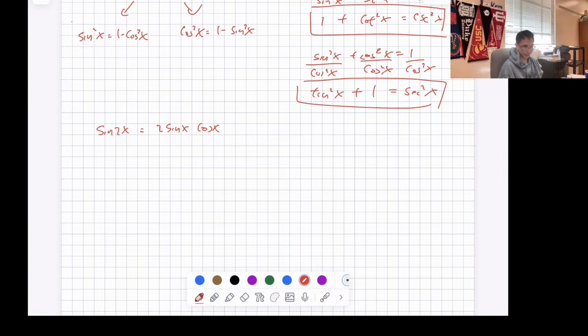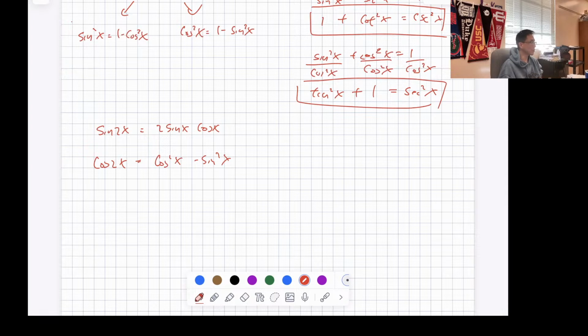Do you guys know what cosine of 2x is? Let's call somebody else. Does anybody know what cosine of 2x is? Yes. That's 2 sine squared minus cosine squared, right? No. Or cosine squared minus sine squared? Cosine squared minus sine squared. This one you don't need, but it's good to know it.